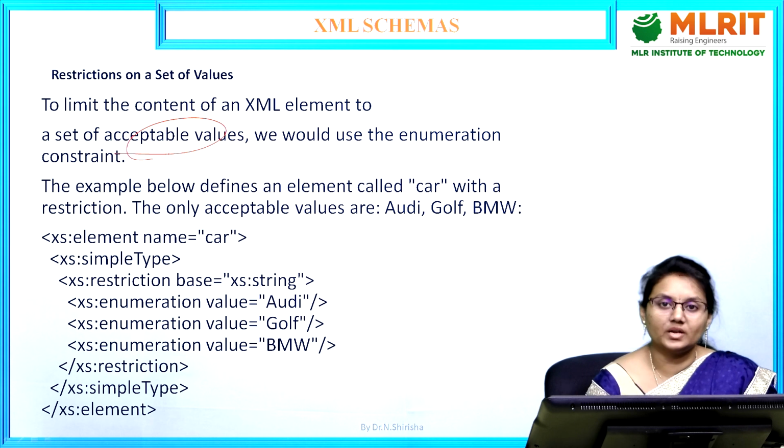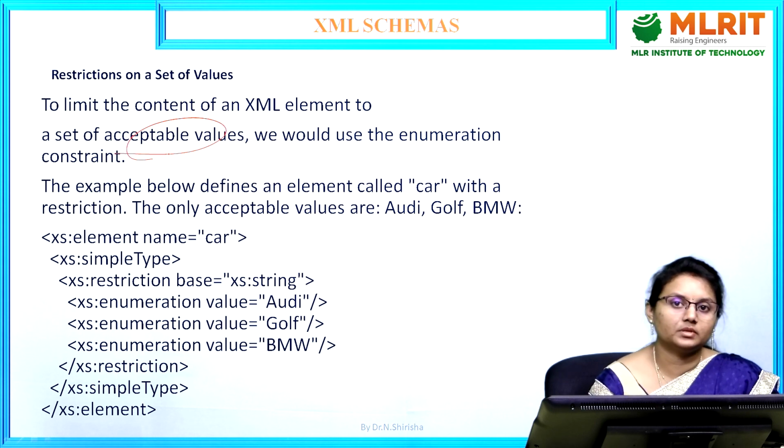Boolean 0 or 1 can be taken. I cannot write 2 for Boolean. That is acceptable. 0 or 1 is acceptable. 2 is not acceptable. Okay. That is nothing but restrictions.